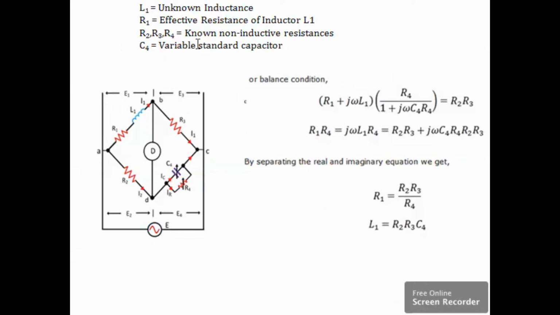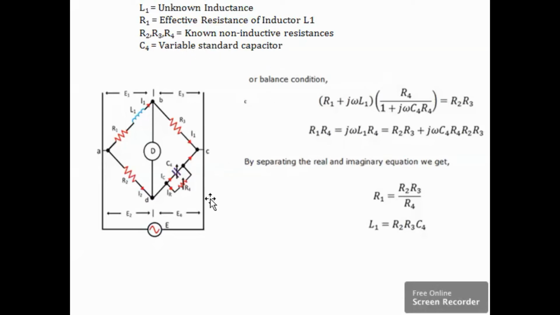Here L1 is the unknown inductance, R1 is the effective resistance of inductor L1. R2, R3 and R4: R2 is here in the second arm, R3 is in the third arm, and R4 in the fourth arm. These are the non-inductive resistances. And lastly, C4 is the variable standard capacitor.